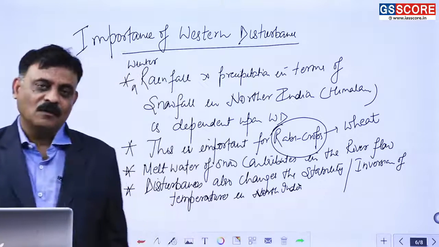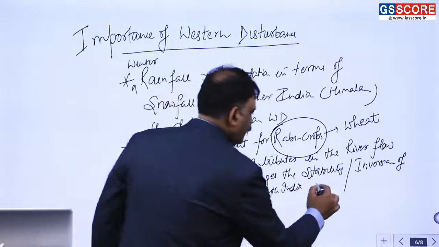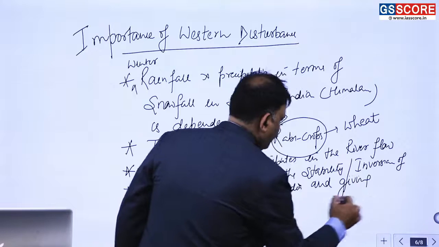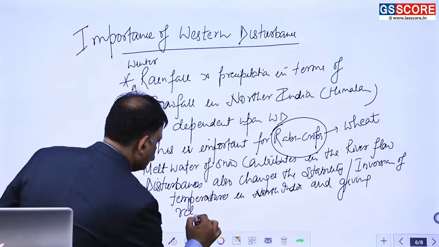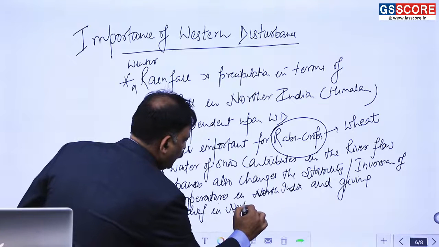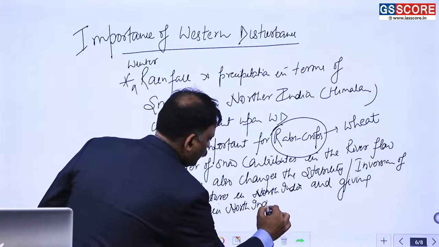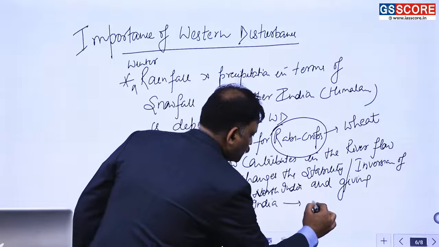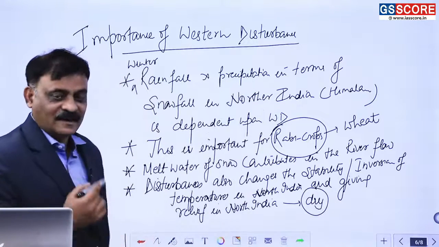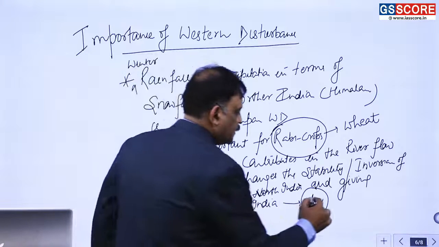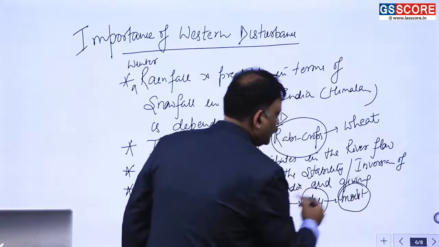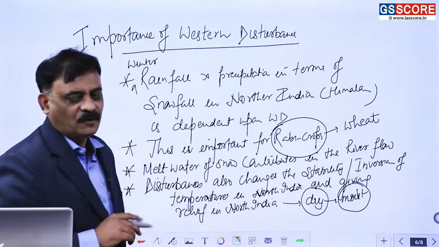conditions of the northern India, and giving relief in northern India. That is also important. Okay, northern India, and also the dryness which is there because of the cold weather conditions, the dryness which is there, it is changed into the moist situation. Okay, so that also brings a relief to the people of North India.